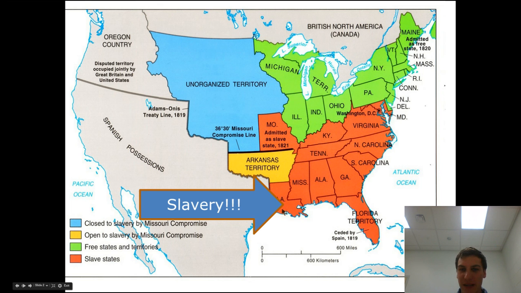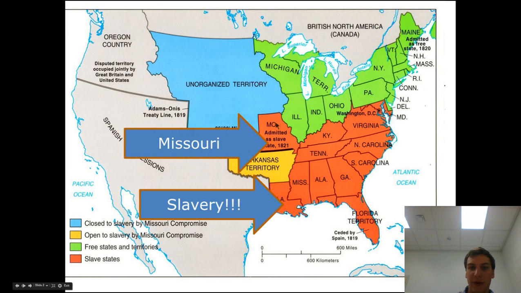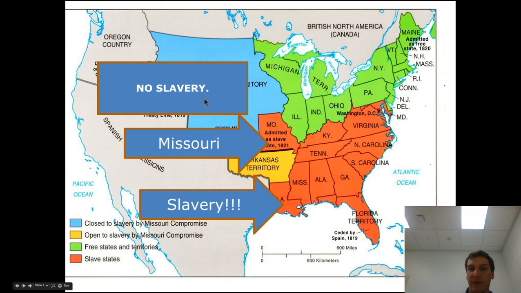So all these red states down here are slave states, and the green ones up here were where there were no slaves. So every time that the United States would gain new land, there would be a disagreement as to whether that land could have slaves or not. The first one was called the Missouri Compromise, and here's Missouri right here. Missouri was admitted as a slave state, but only under the condition that everything else up here was not going to have slavery ever.